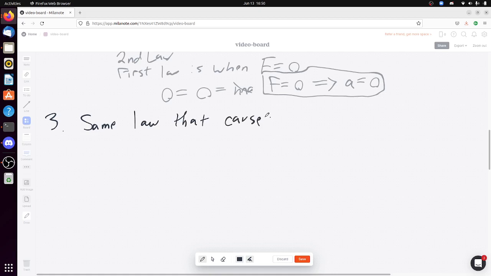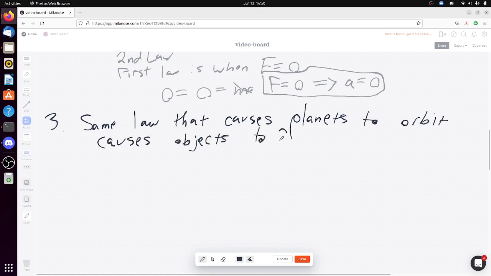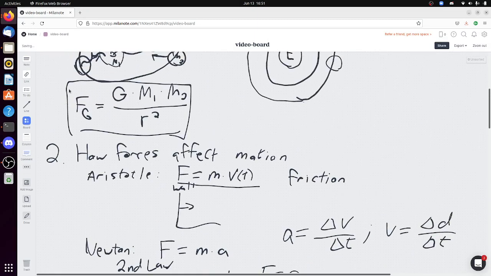The same law causes planets to orbit, causes objects to fall towards Earth. So basically, Newton actually generalized his view a lot more. It wasn't merely that planets obey the law of gravity. For Newton, literally everything obeyed the law of gravity.